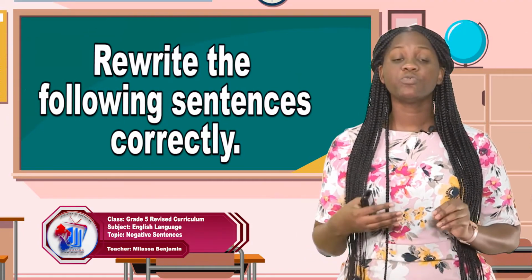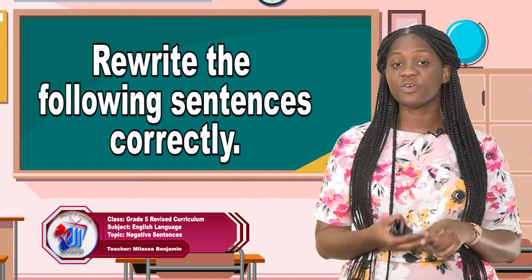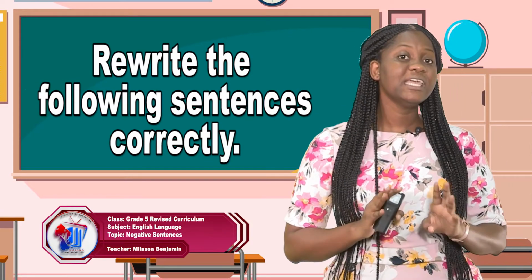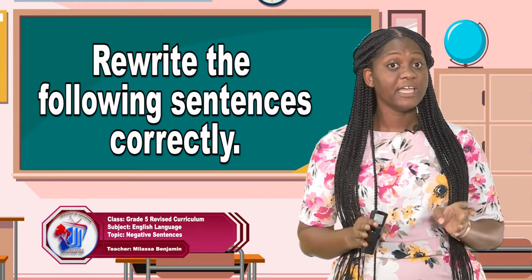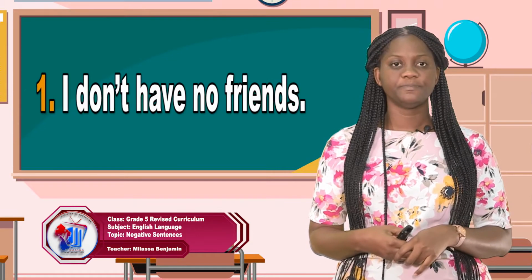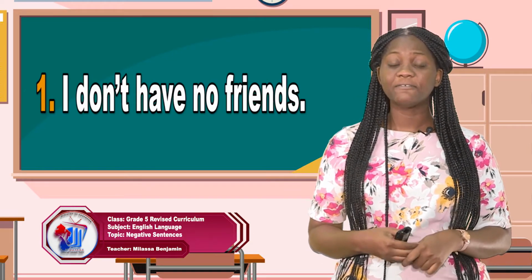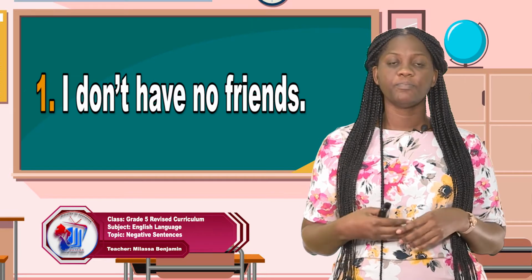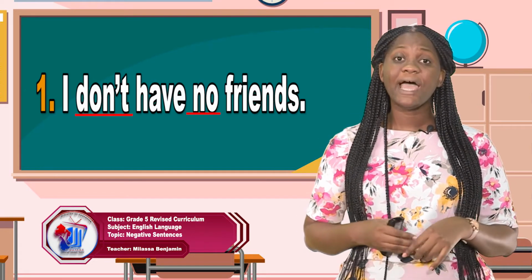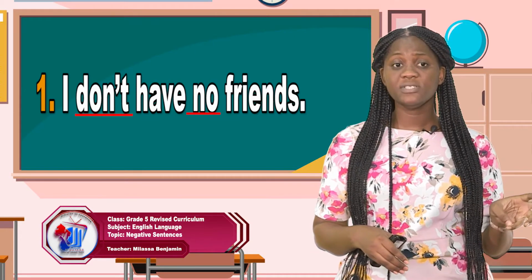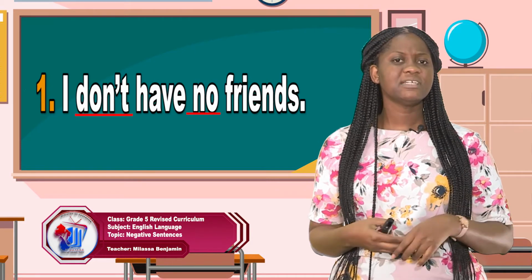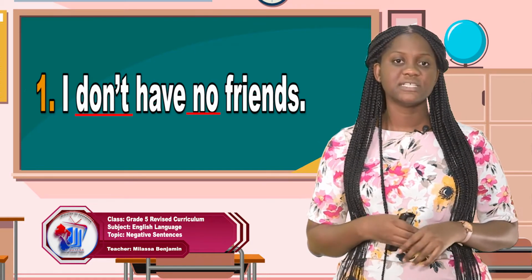Here, we will rewrite the following sentences correctly. Therefore, boys and girls, we must look keenly in these sentences to check if there are any double negatives. Number 1. I don't have no friends. This sentence is grammatically incorrect. We have the negative words don't and no coming in one sentence. Take some time to correct this sentence.